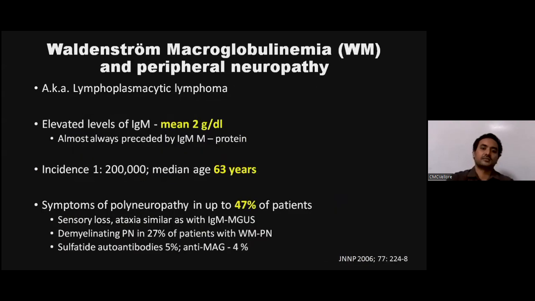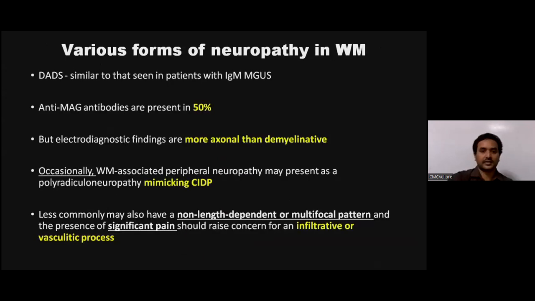Coming to Waldenstrom's macroglobulinemia, this is also known as lymphoplasmacytic lymphoma. They will have very high IgM levels, and the incidence is around 1 in 2 million, up to around 60 years. Regarding polyneuropathy, it can be seen in around 47% of the patients, and the various forms of neuropathy will be DADS, similar to that seen in patients with IgM MGUS. And here, anti-MAG antibodies can be present in 50% of patients, but the only difference is that it is more axonal than demyelinating compared to the DADS.